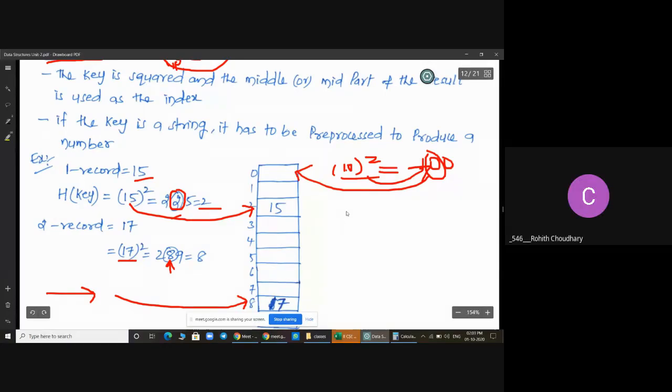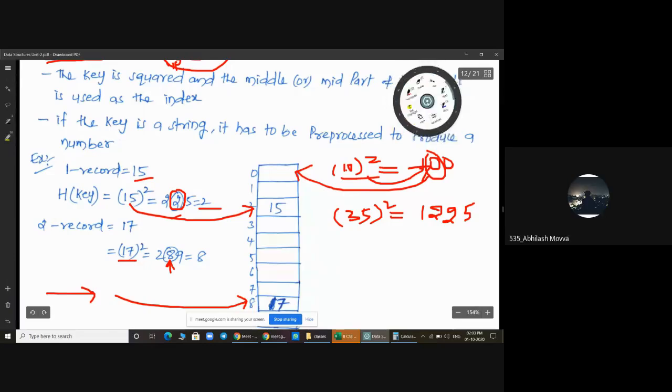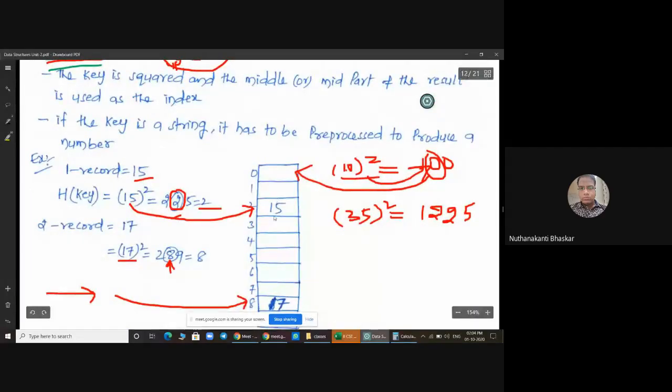So 35 squared. What is 35 squared? If the input is 35, then square it: 1, 2, 2, 5. So now people will ask, sir, here 4 digits are there, how to find the middle number? Correct? Is the question right or wrong? Yes, sir. Here we are not mentioning this; this is only the idea of mid square. You have to square it and find the middle number.